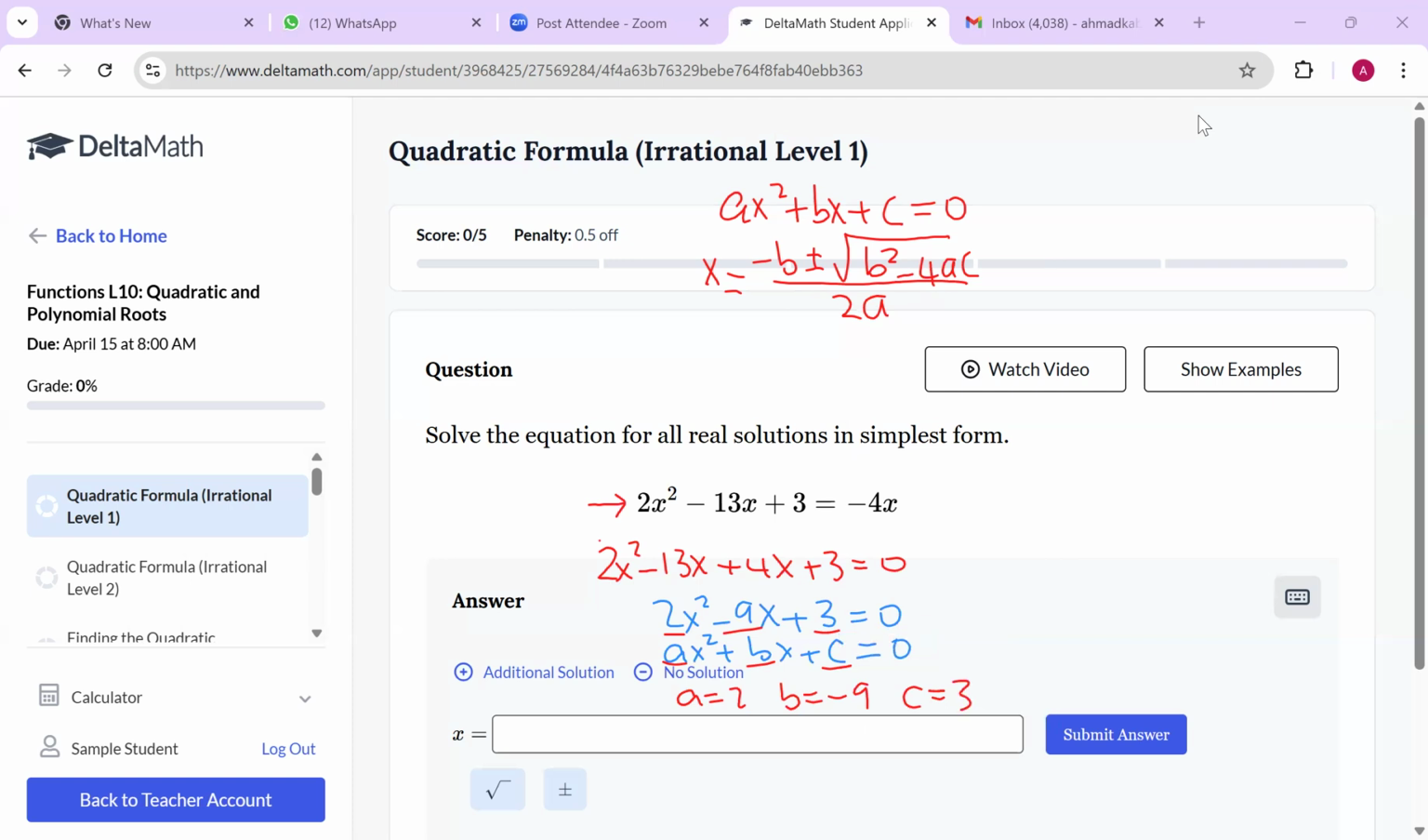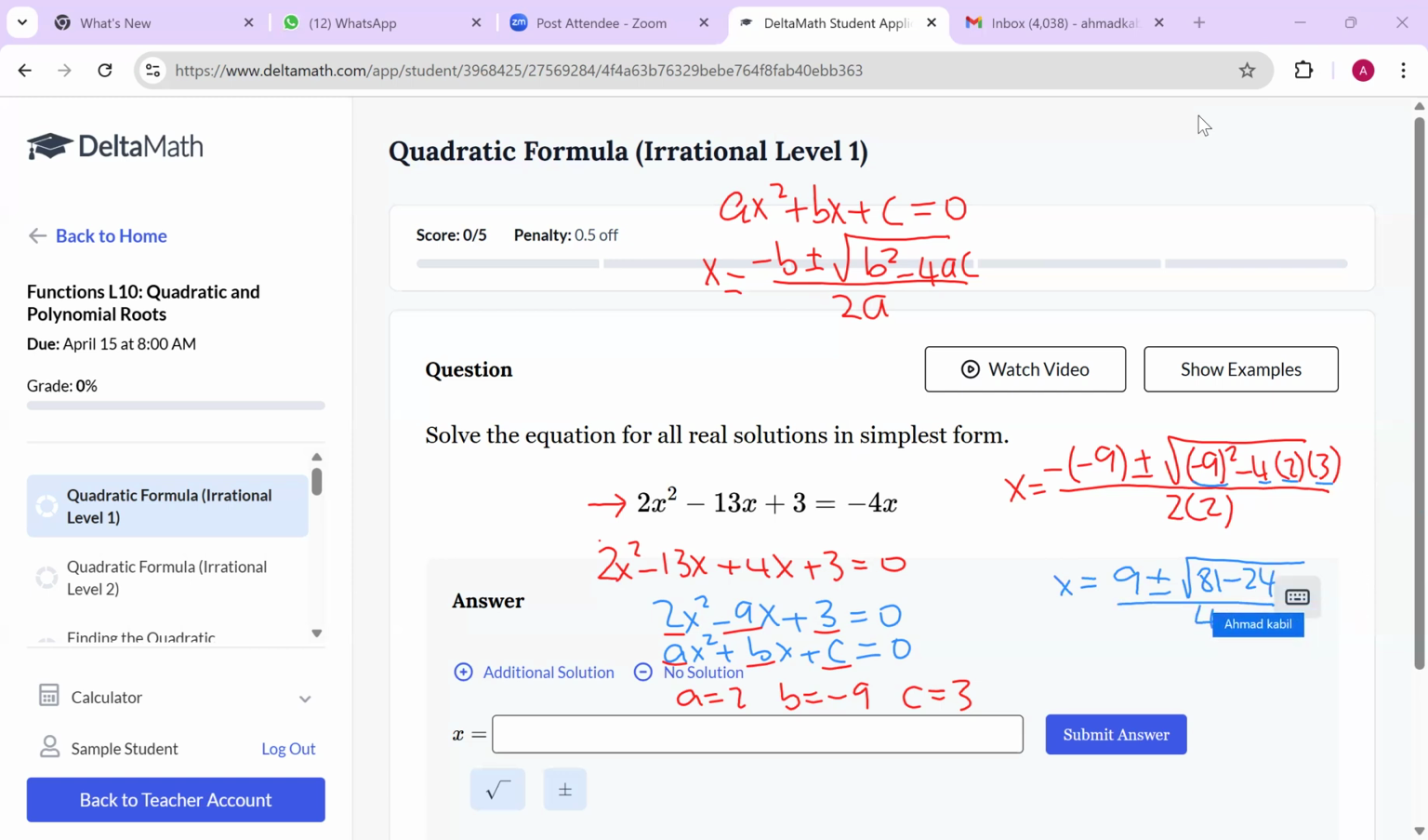Now we plug these letters into the quadratic formula. So we get x equals minus b plus minus root b squared minus 4ac, so 2, 3. And all of this is divided by 2a, so 2 times 2. So x equals 9 plus minus root negative 9 squared is 81. 4 times 2 is 8. 8 times 3 is 24. So 81 minus 24 all over 4.